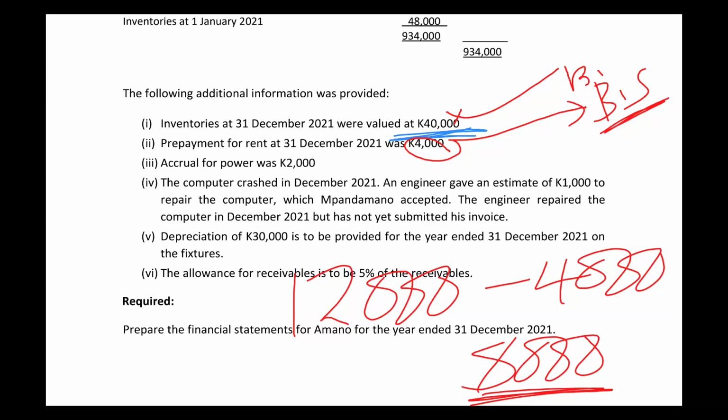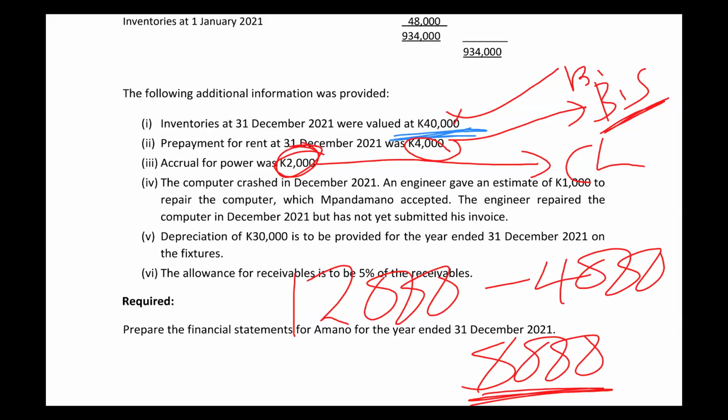So how do you treat the accrued expenses? It goes in the balance sheet as current liability. Yes, the accrued expenses go under current liabilities in the balance sheet. What else do you do with them? They are added to the respective expenses. The prepayments you deduct, but these are added. So for power, you will add the 2,000. Is that clear?